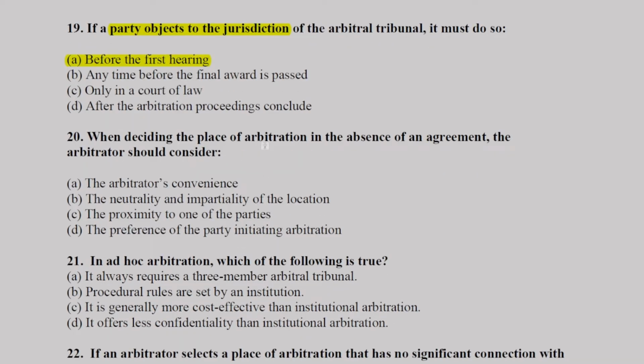When deciding the place of arbitration in the absence of an agreement, the arbitrator should consider the arbitrator's convenience, the neutrality and impartiality of the locations, yes. Proximity to one of the parties, no. The preference of the party initiating arbitration, no. So the answer is B.